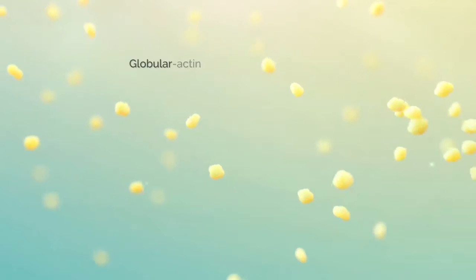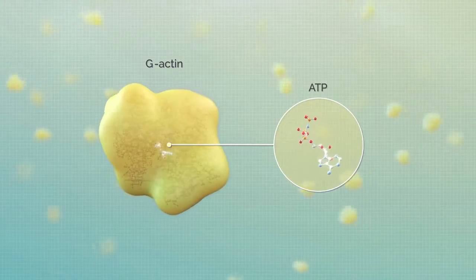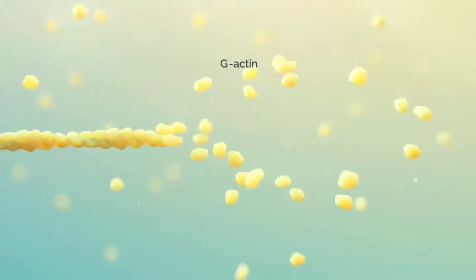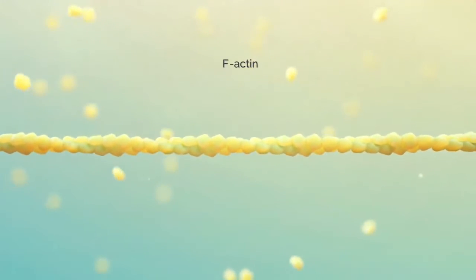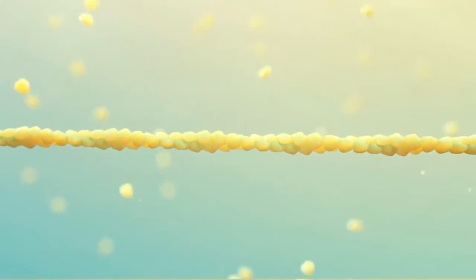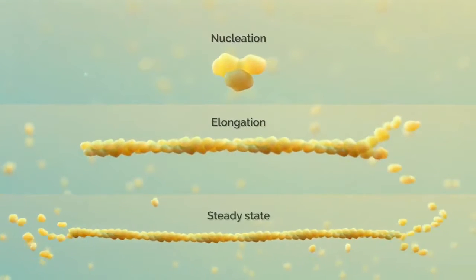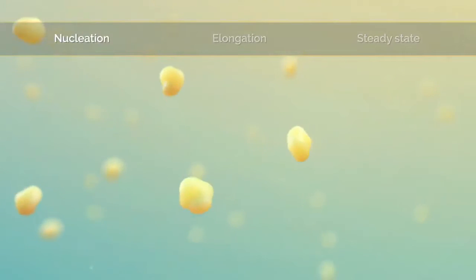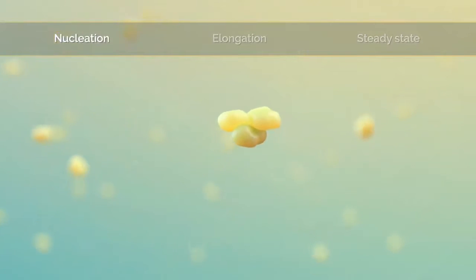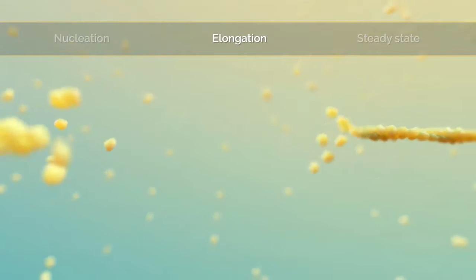The building block of the actin cytoskeleton is a small globular protein called G-actin, which is normally bound to ATP as a monomer. These ATP-bound G-actin monomers assemble, or polymerize, into filaments, known as F-actin, over 3 phases, called nucleation, elongation, and steady state. Nucleation occurs as 3 ATP-bound G-actin monomers form trimers. Then rapid linear polymerization occurs in a process called elongation.